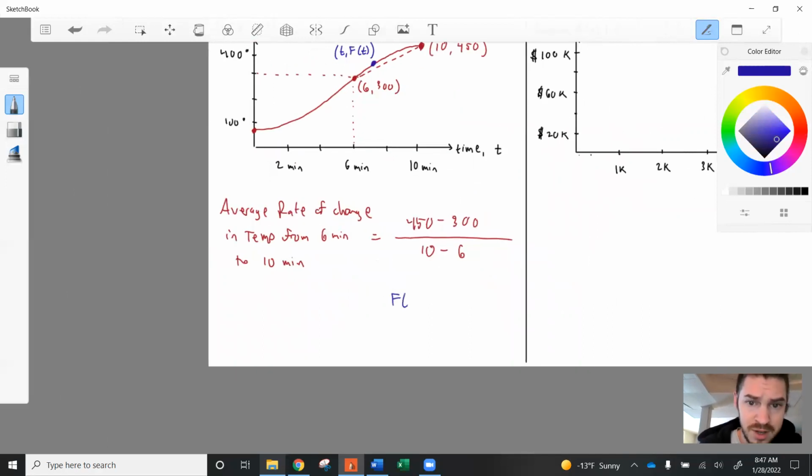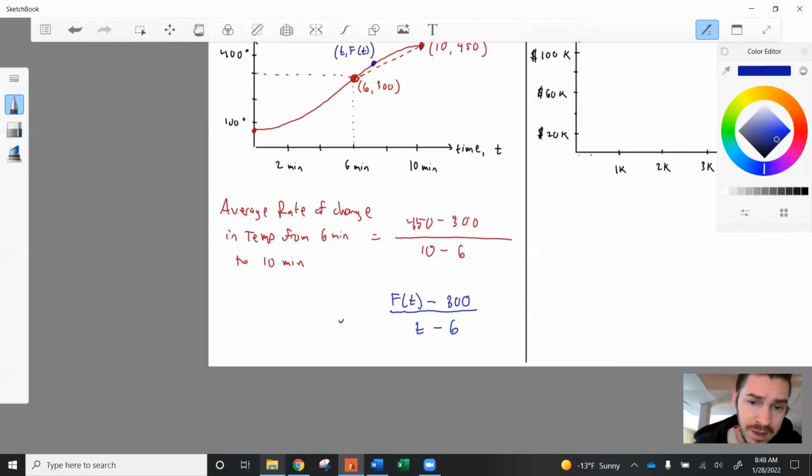Like f of t minus the 300. Okay, so we're going to compare to 6. I'm kind of focused on this point here. My goal right now is to figure out the instantaneous rate of change in temperature at that point. It's f of t minus 300, and then divided by t minus 6. So that's just a formula for the slope of the secant line, or the average rate of change.